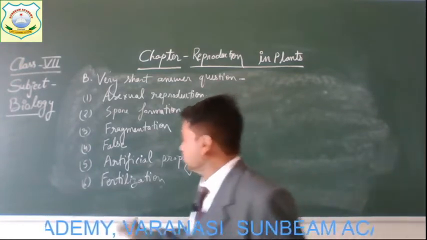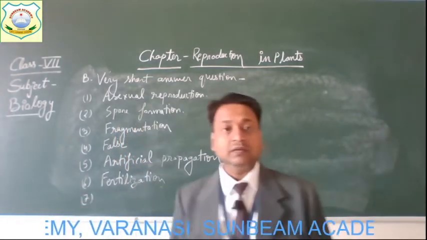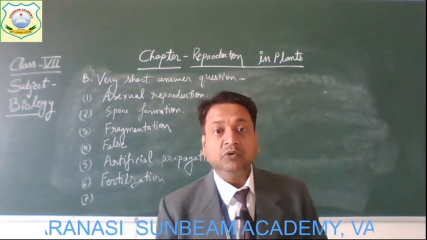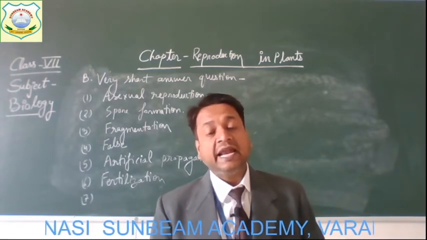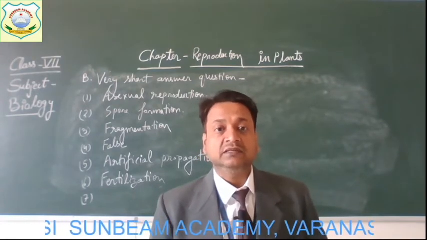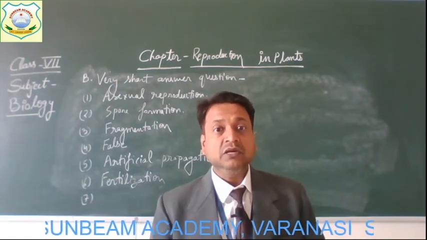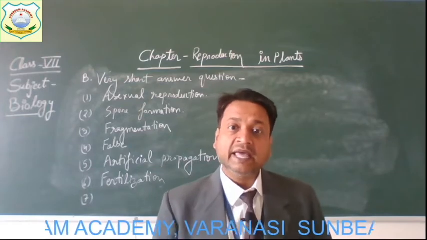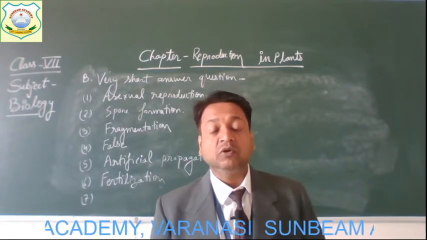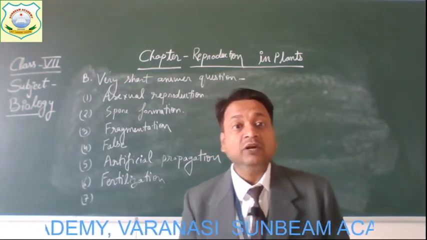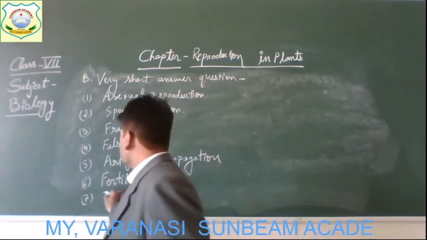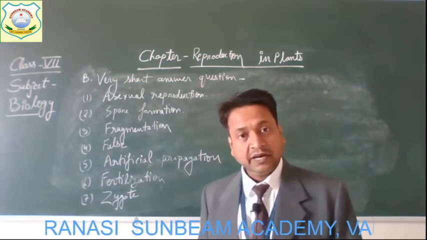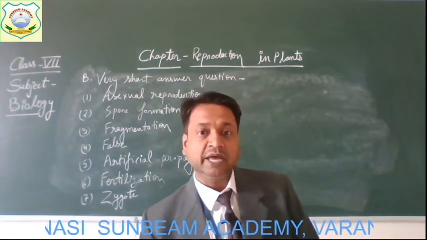Now come to the next question number 7. And the question is, the fusion product of male cell and egg cell is known as. Understood? When the fertilization takes place, or the fusion takes place of male cell and egg cell, what forms? What is the product? So the name of that product is zygote. Alright, the name of the product is zygote.